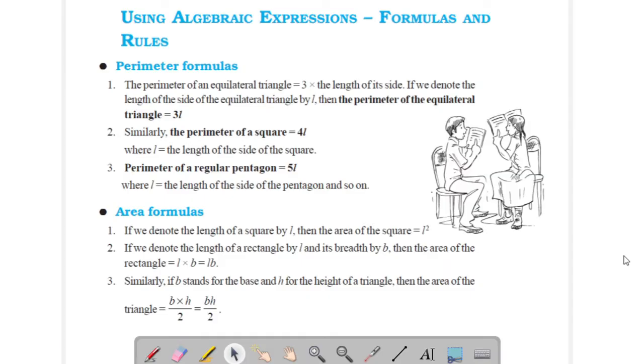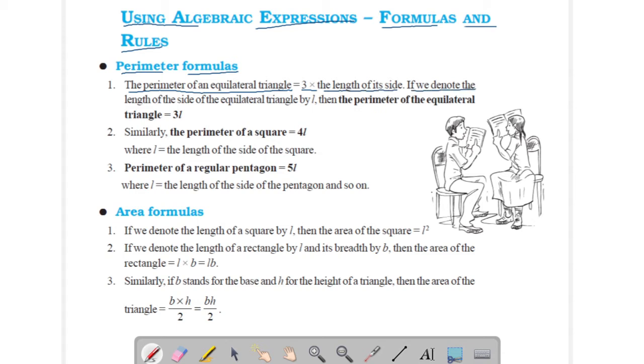Good morning, students. Today we will discuss using algebraic expressions, formulas, and rules. Say first one, perimeter formulas. First, the perimeter of an equilateral triangle is equal to 3 times the length of its sides.